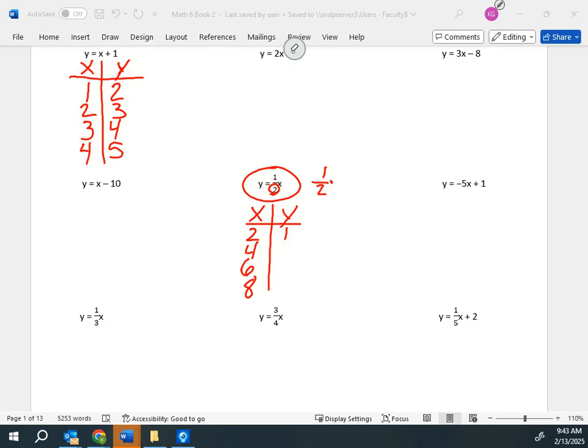Now, I put in the 4, so 1/2 times 4 would be 4 over 2. Simplify it down. What whole number is 4 over 2? Adeline? What's 4 divided by 2? 2. Because 4 divided by 2 is 2.